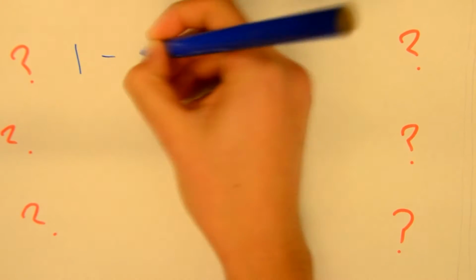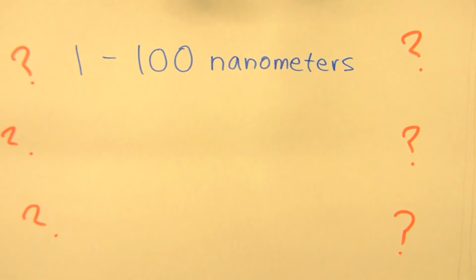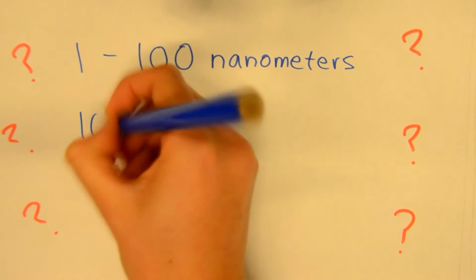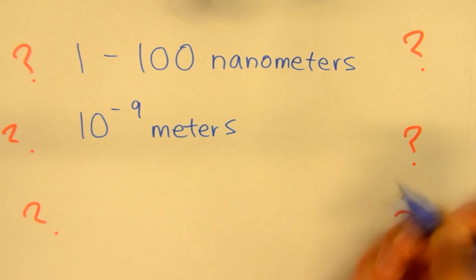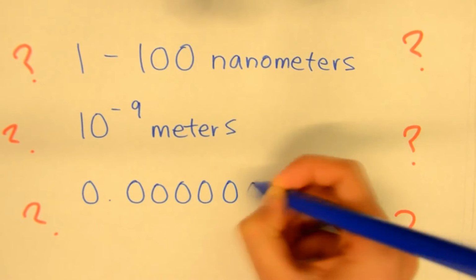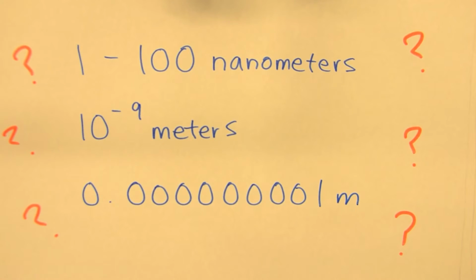Nanoparticles generally refers to particles on a scale of around 1 to 100 nanometers. But exactly how small is a nanometer? A nanometer is 10 to the power of negative 9 meters. That's 1 billionth of a meter, or 0.000000001.